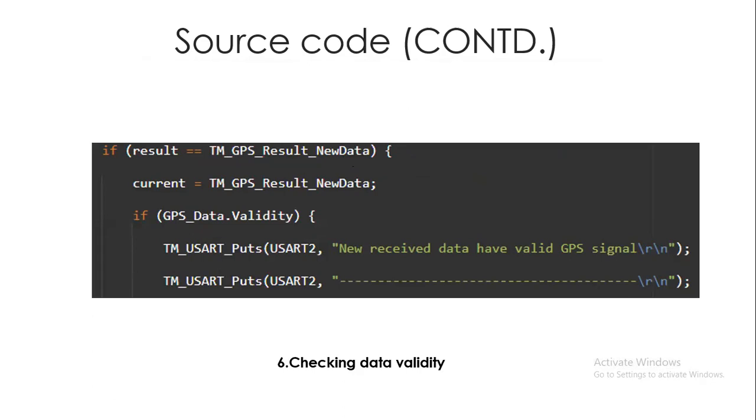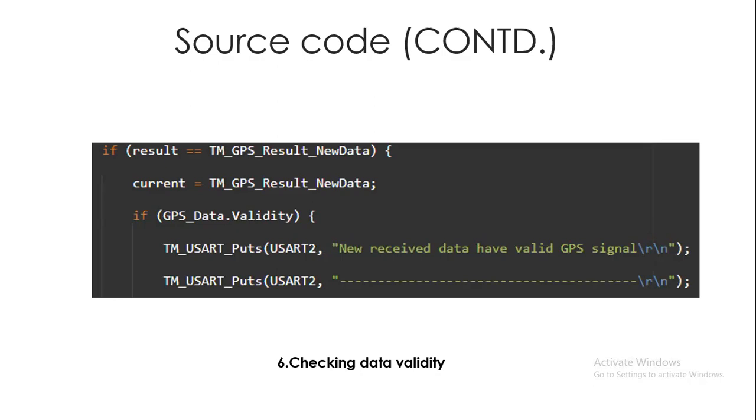Now this data should be checked whether it is valid or invalid. As we know, the longitude and latitude have a defined and designated range. If the received data value is not in that range, that means it is invalid data. This validity is checked by this number 6 code segment.